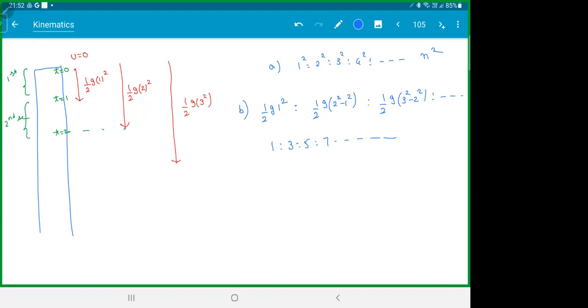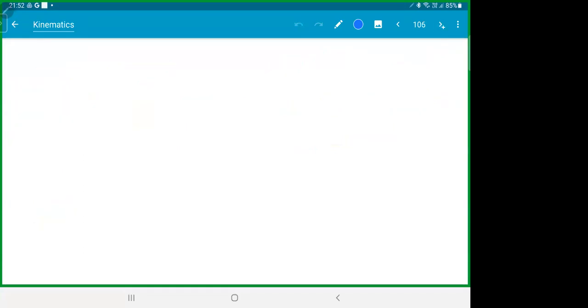Third is a good one. Do have a look here. I'll do the third on the next page. Please check your answers for A and B. Next one.